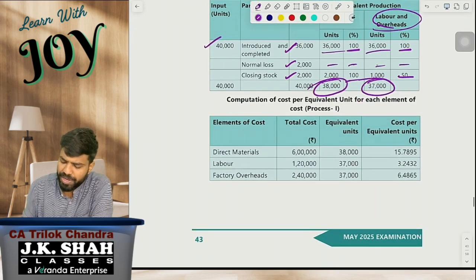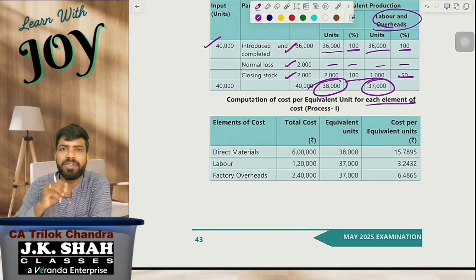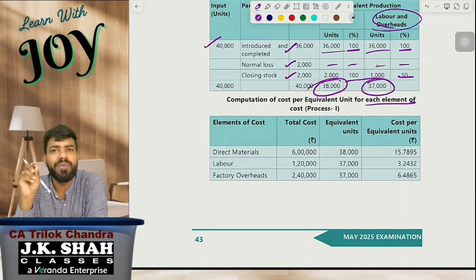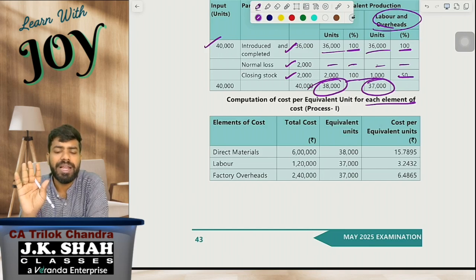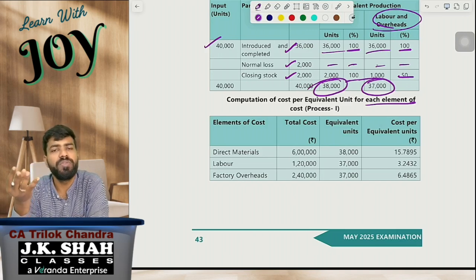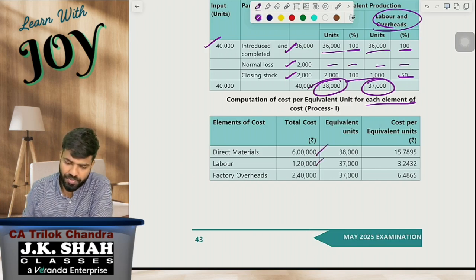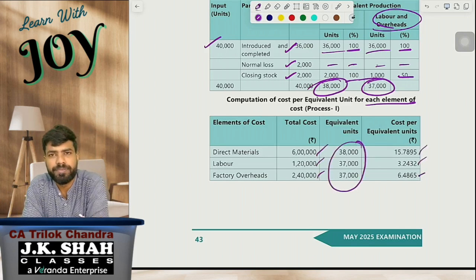Computation of cost per equivalent unit for each of the elements. Now it's the time to calculate the cost per equivalent unit. Material cost 6 lakh rupees, labor cost 1,20,000, factory overhead 2,40,000. Material equivalent units is 38,000, labor 37,000, overheads 37,000. We know the cost and the equivalent units, so we can calculate cost per equivalent unit.